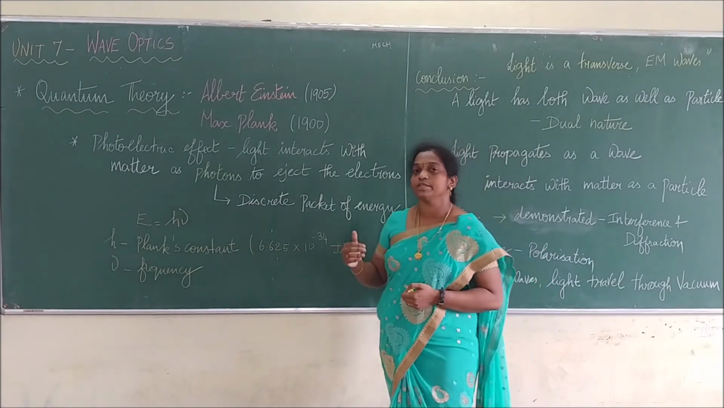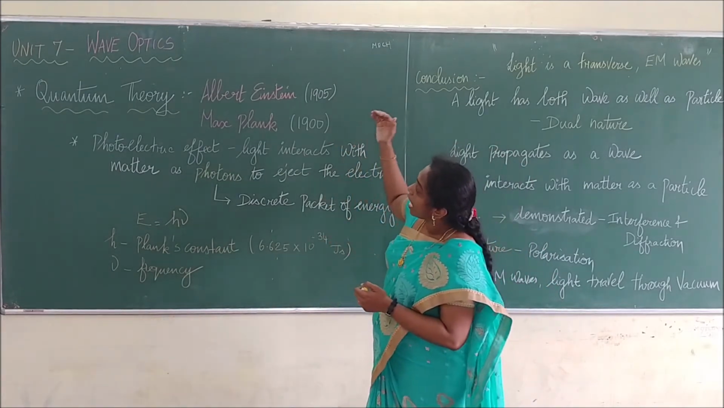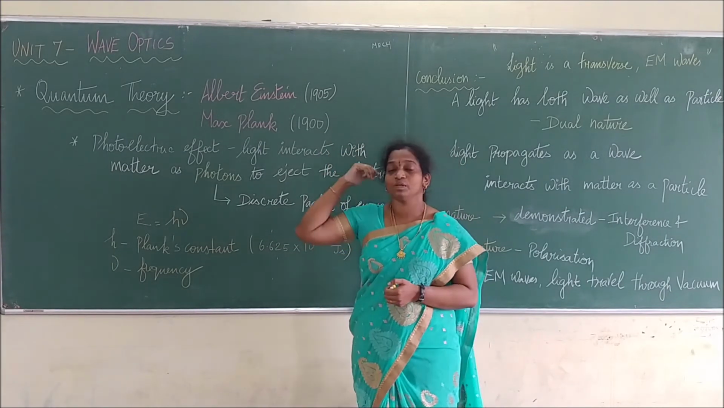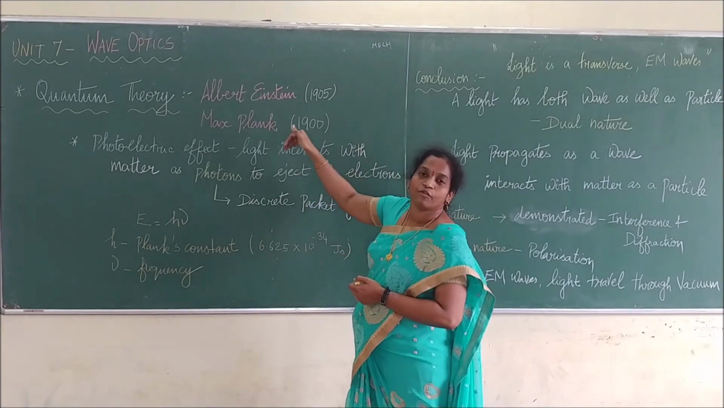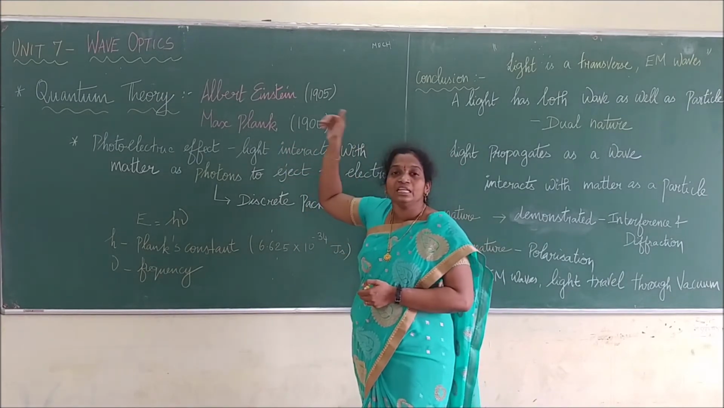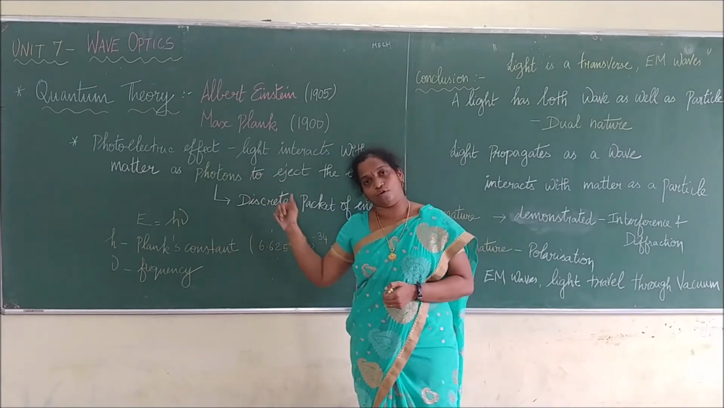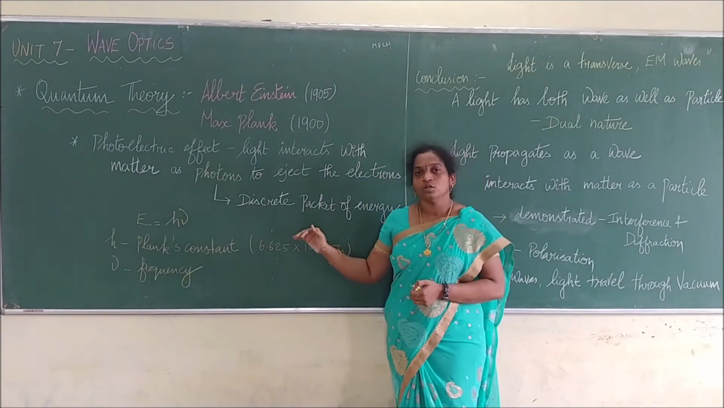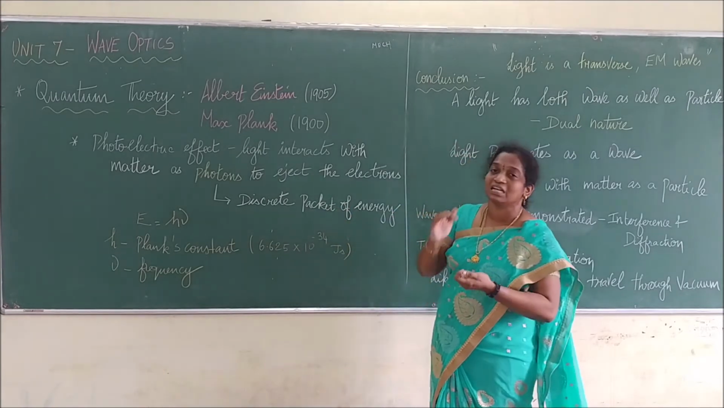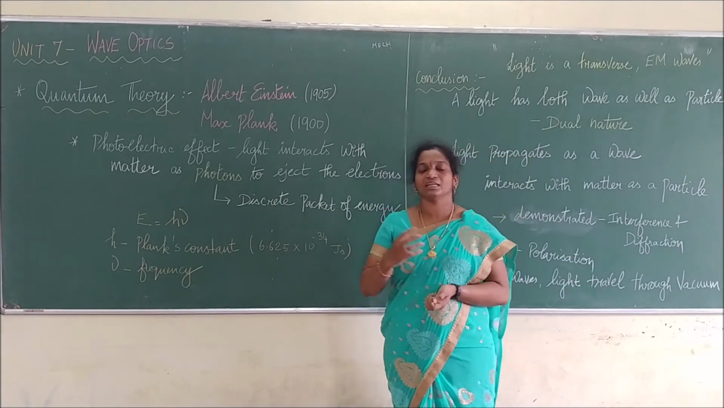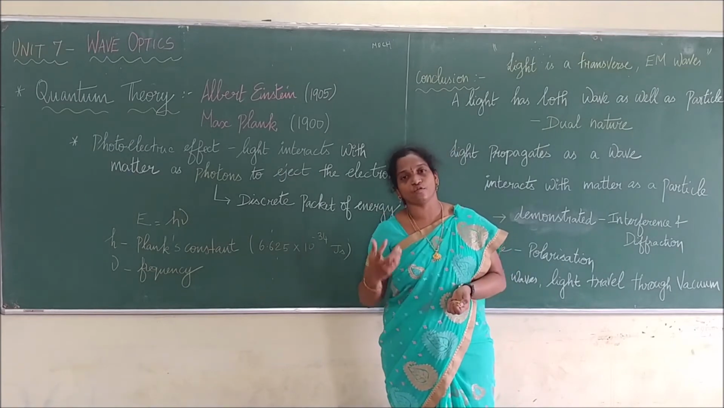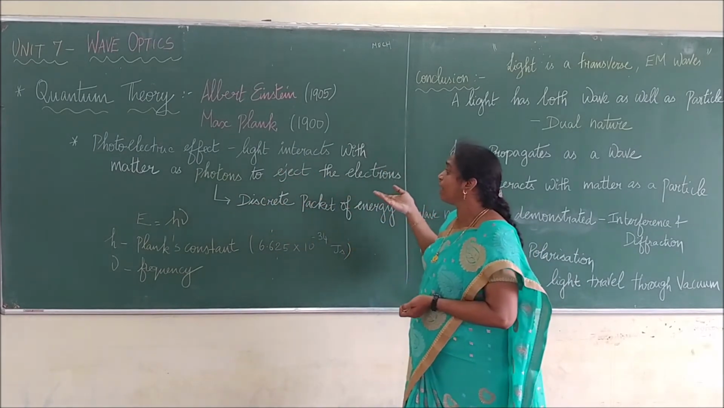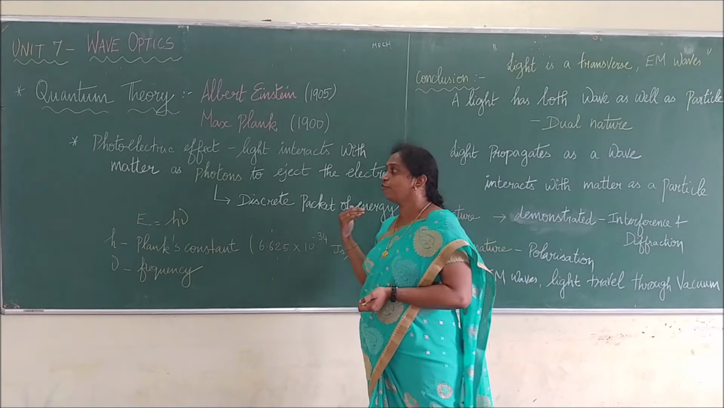But the quantum theory explains all the phenomena. It was proposed by Albert Einstein in 1905, with the help of Max Planck's idea from 1900. In the quantum theory of light, light interacts with matter as photons. What is a photon? A photon is a discrete packet of energy. It helps eject electrons, and we call that effect the photoelectric effect.